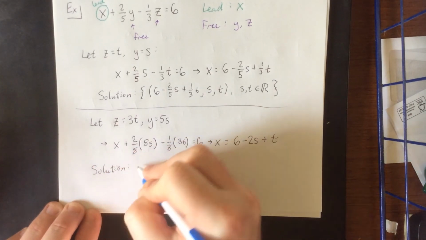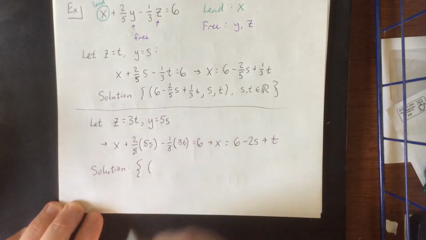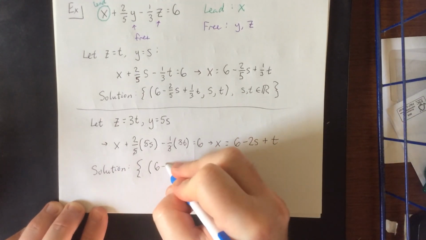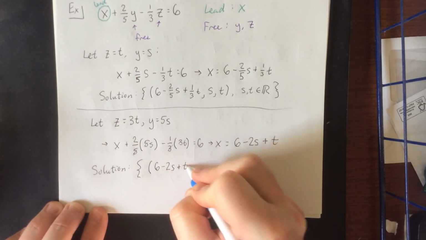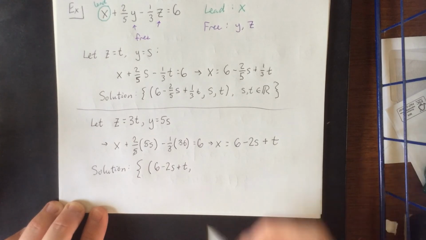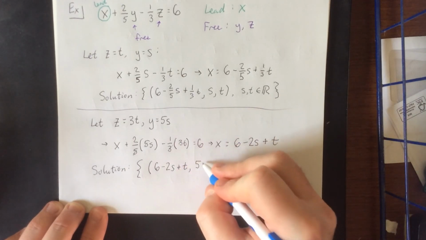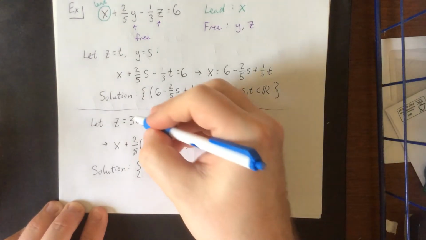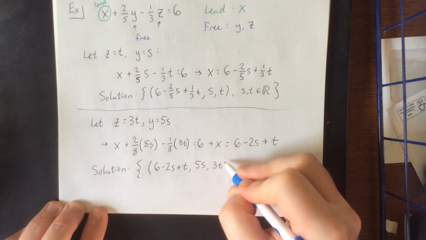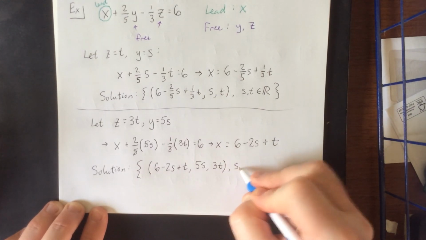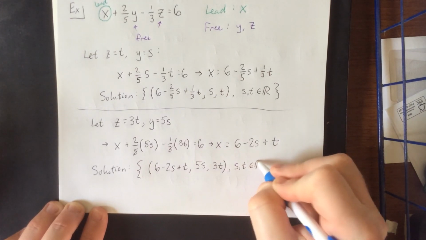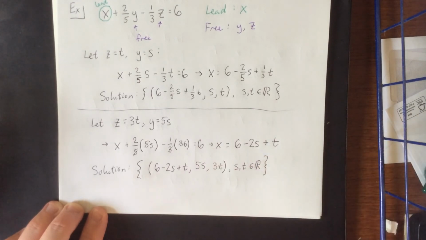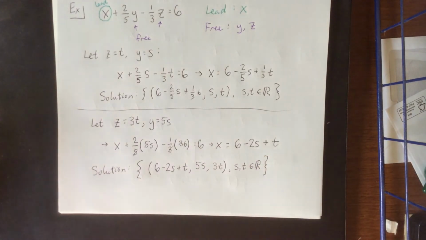So the solution in this case would be the set of all ordered triples x, 6 minus 2s plus t, comma, y, which is 5s, comma, z, which is 3t. This is where s and t are both elements of the set of all real numbers. So more on this in future videos.